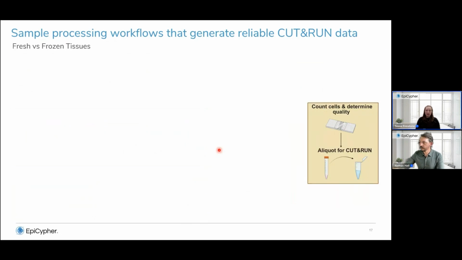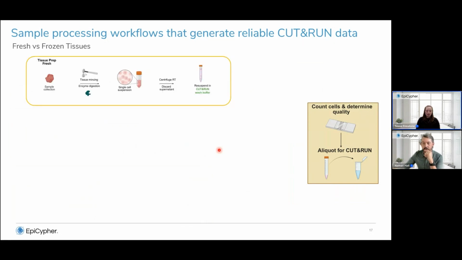Preparing tissues for CUT&RUN is not trivial, and we have the following recommendations for fresh versus frozen tissues. First, processing fresh tissues, the samples will begin with tissue mincing and enzymatic digestion to generate a single cell suspension. Once the cells are collected and centrifuged, the single cell suspension can be washed and resuspended in CUT&RUN wash buffer. And once the fresh tissues are resuspended in that CUT&RUN wash buffer, they can be counted and assessed for quality under the microscope.